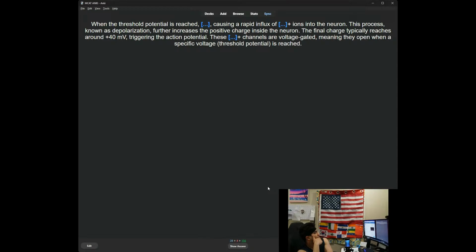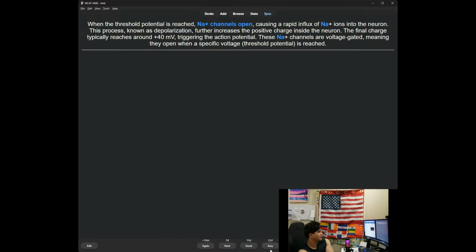Threshold potential is reached. When the threshold potential is reached, we got Na plus channels open, causing rapid influx of Na plus ions into the neuron, depolarization. These Na plus channels are voltage gated, meaning that threshold potential is reached.